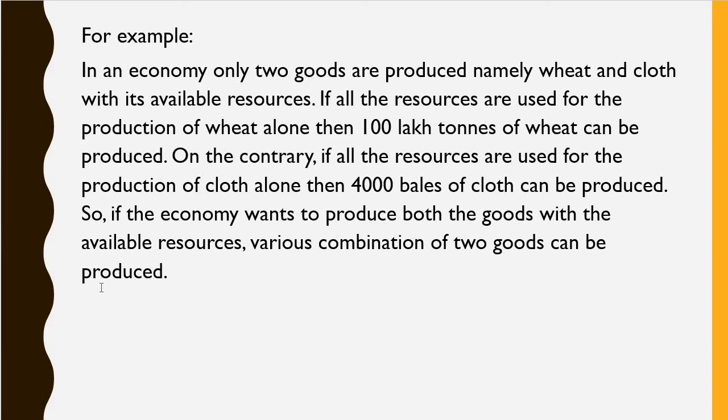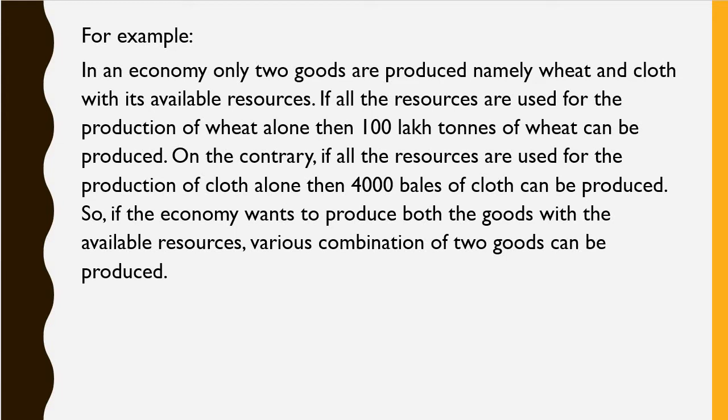So over here they have taken the example of wheat and cloth. With the fixed amount of resources, these two products can be produced. If all the resources are used to produce wheat, then 1 lakh tons of wheat can be produced. And if all the resources are used to produce cloth, then 4,000 bales of cloth can be produced. Bales are bundles. But the economy would like to balance between the production of these two goods, and in order to balance it properly, there are various combinations of these two goods that can be produced.